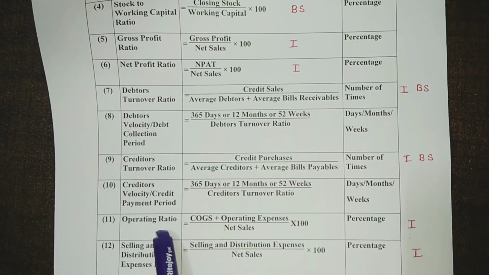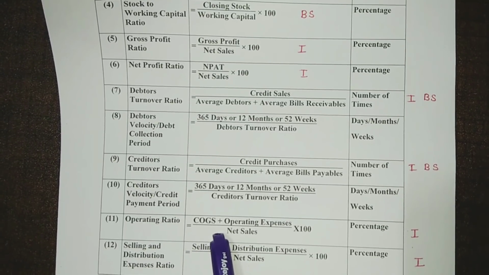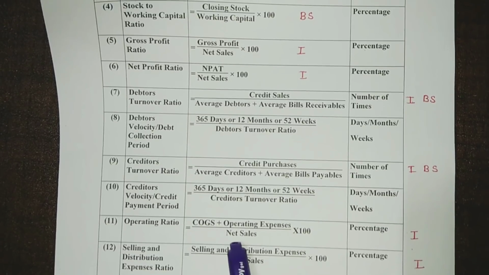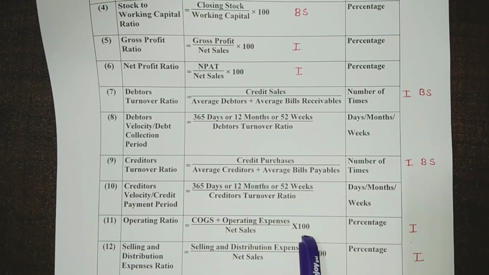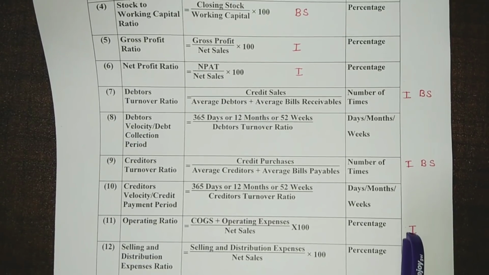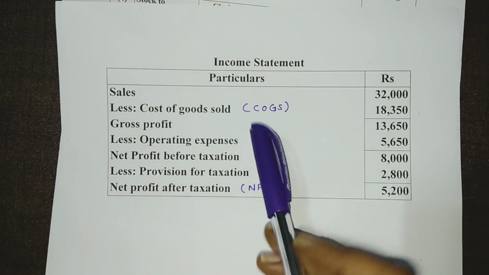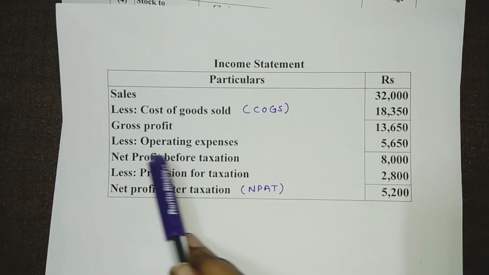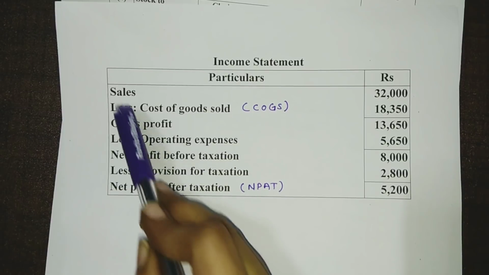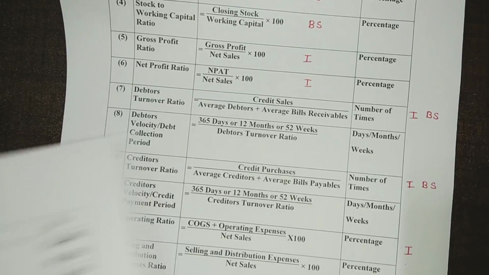Now the next one is operating ratio. For that the formula is cost of goods sold plus your operating expenses divided by net sales into 100. Now all these amounts you will get from your income statement. If you go to your income statement, they will give you the cost of goods sold as well as the operating expenses, and they have itself given you the net sales.